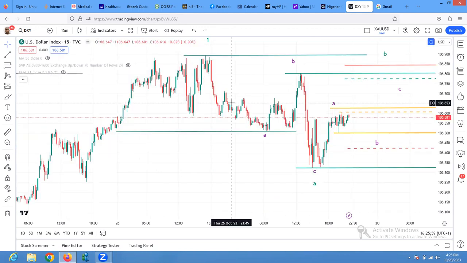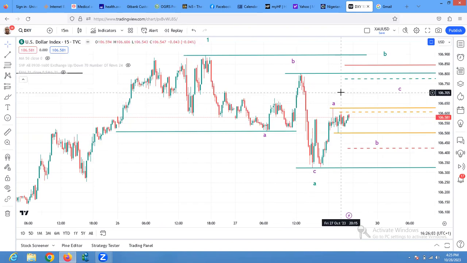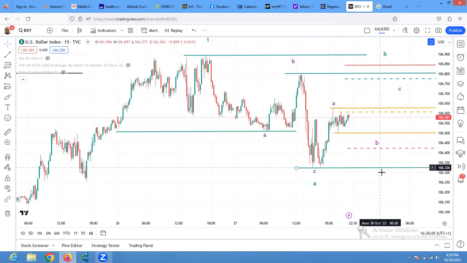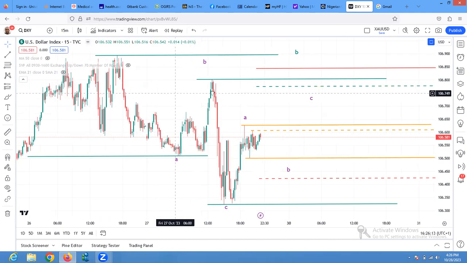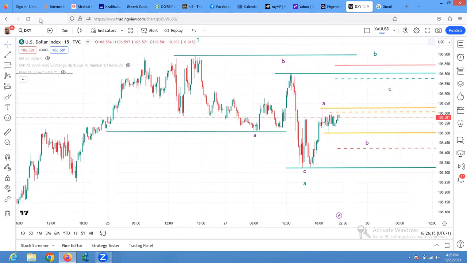What I'm trying to say is that the price is not going to break up now. It's still going to be a sell. It's going to be a sell to finish with C. So once we break this level, we can now begin to look for our extension of where C is going to be, and probably we can get our buy order to go up.